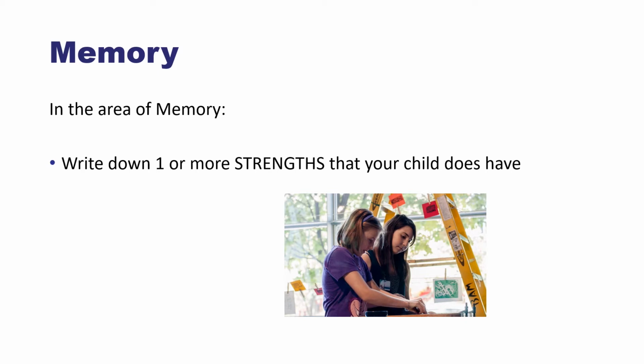Next, we'll talk about strengths. So in the area of memory, what we'd ask you to do is write down one or more strengths that your child does have. Maybe you have a pad of paper or a notebook or a journal where you keep all your FASD information. So it's important to note and update yourself on your child's strengths. So even though your child may be having difficulty in these areas, it's recommended that you update yourself with some of the strengths that they may have in these areas.